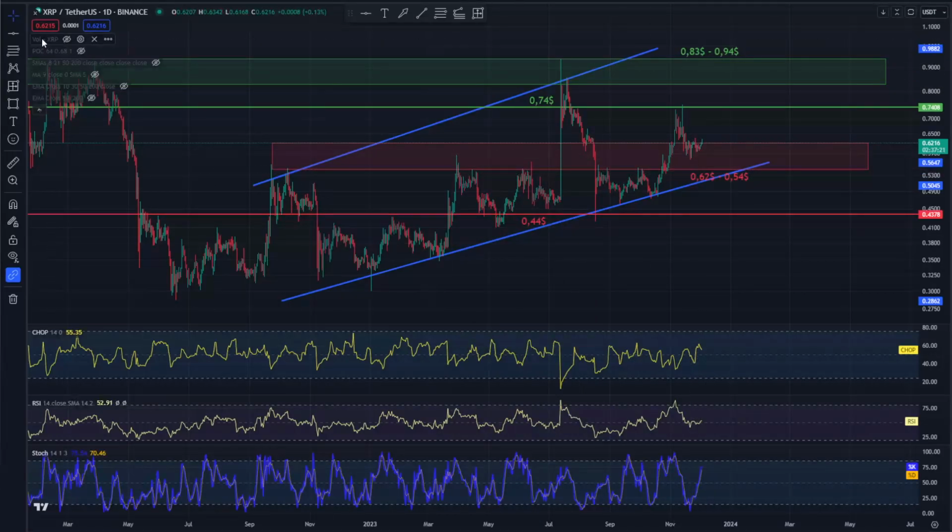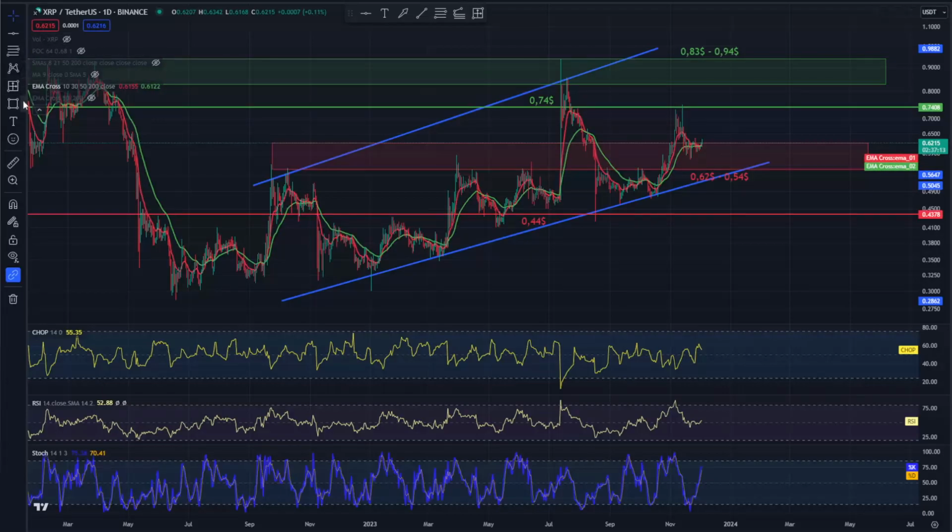When we turn on EMA cross 10 and 30, we will see that the indicator remains on the verge of transitioning into a local downward trend. It is worth watching this indicator because the place where the red line crosses the green line from above may be a confirmation of a transition into a downward trend.